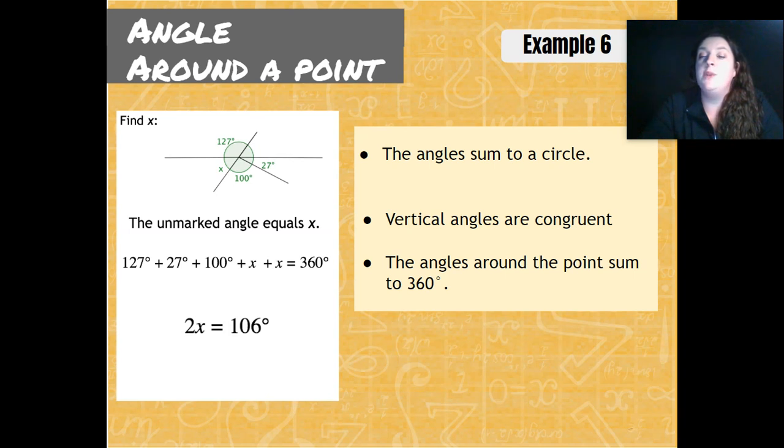2x equals 106. You may be thinking in your head, how did they get to 106? Oh my God, I'm so confused. Don't be. All they did was take their 127 plus their 27 to get 154. Then they added their other 100. So now you have 254 plus 2x equals 360. They subtracted their 254 from each side to leave them with a 106 and your 2x. So 106 divided by 2 is 53. And yes, I did just do that math in my head.